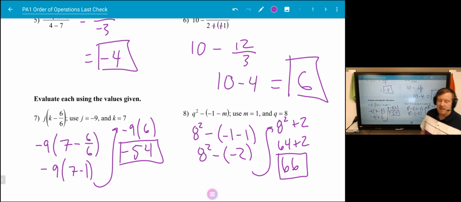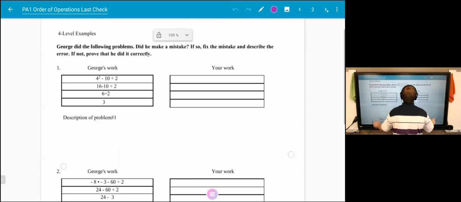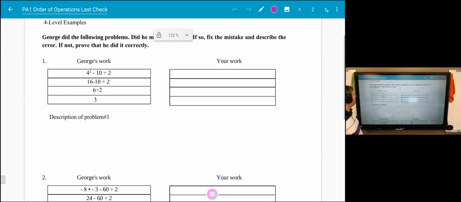Now, what you may have been looking for is the 4-level question example. Let's go ahead and take a look. George did the following problems. Did he make a mistake? If so, fix the mistake and describe the error. If not, prove that George did it correctly.